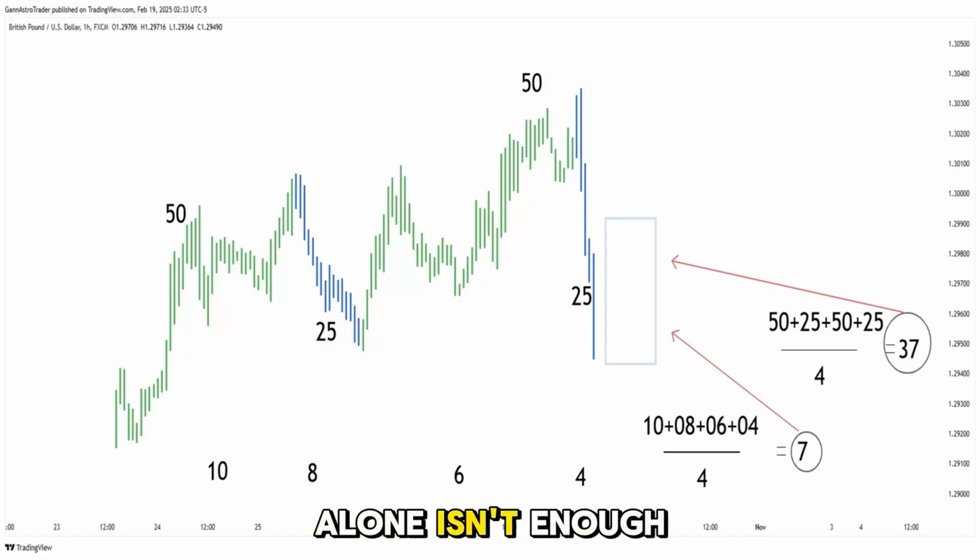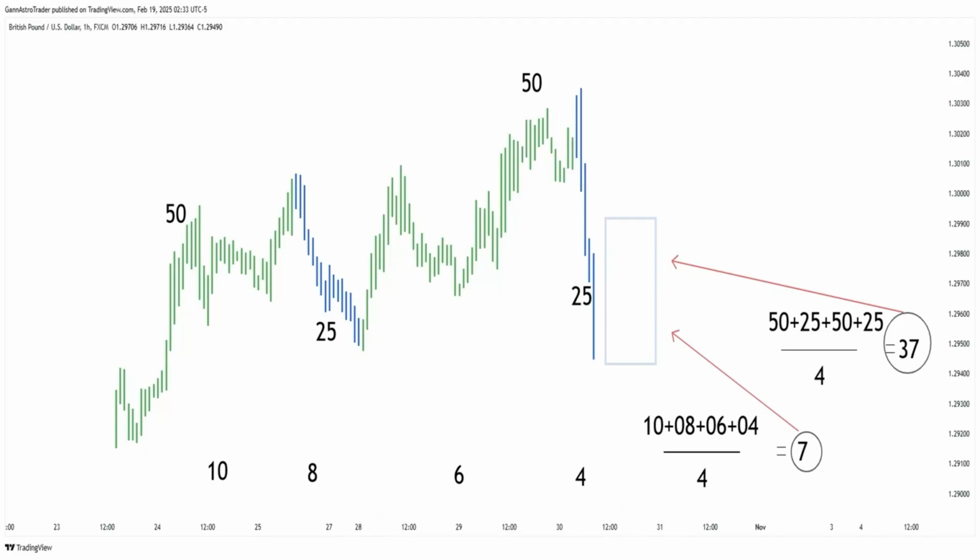But price movement alone isn't enough, we also need to factor in time. So we do the same process, but instead of measuring price, we count bars on the chart. Let's say the first bullish push took 10 bars, then the pullback took 8 bars, the next move up took 6 bars, and the following pullback took 4. We total these numbers, find the average, and now we have a projected time frame for how long the next move should take. This gives us a complete picture, a projection in both price and time.